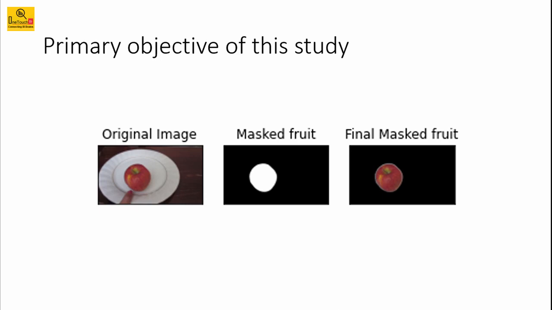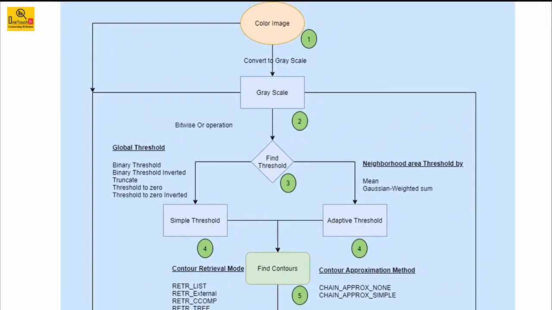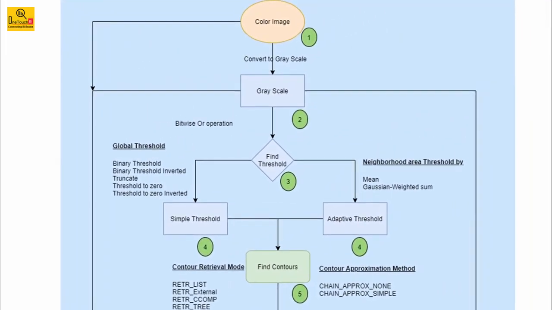This is somewhat challenging. Understanding the nitty-gritties of each and every function is very critical here. So the approach which we would be taking is that we take an image, convert it into a grayscale image, and then do the global thresholding, which is a simple threshold, and an adaptive threshold. This is the approach we would be taking.